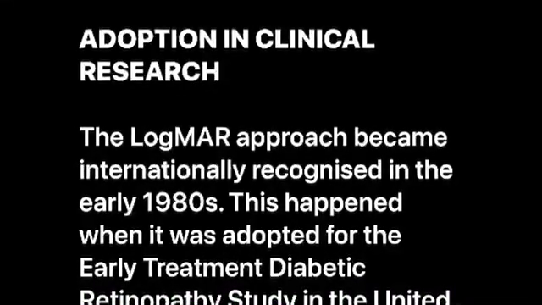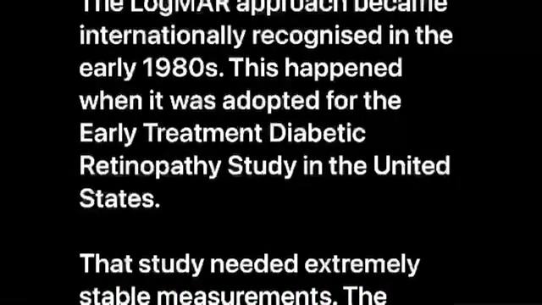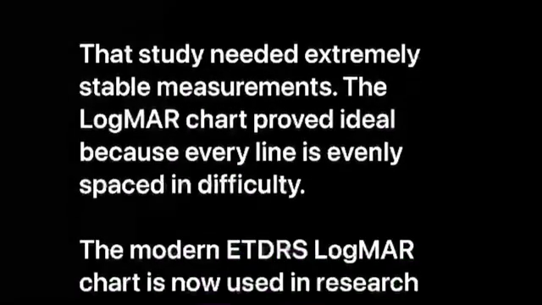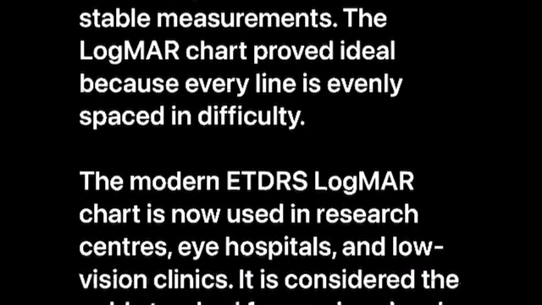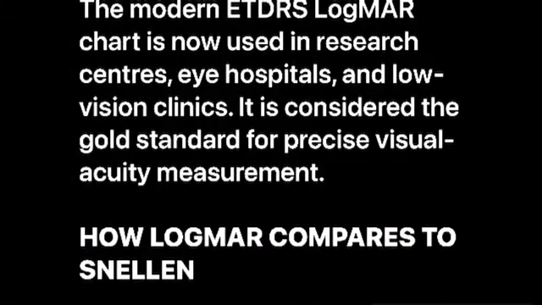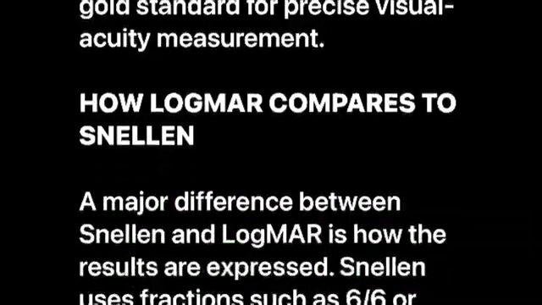Adoption in clinical research. The LogMAR approach became internationally recognized in the early 1980s. This happened when it was adopted for the early treatment diabetic retinopathy study in the United States. That study needed extremely stable measurements. The LogMAR chart proved ideal because every line is evenly spaced in difficulty. The modern ETDRS LogMAR chart is now used in research centers, eye hospitals, and low-vision clinics. It is considered the gold standard for precise visual acuity measurement.